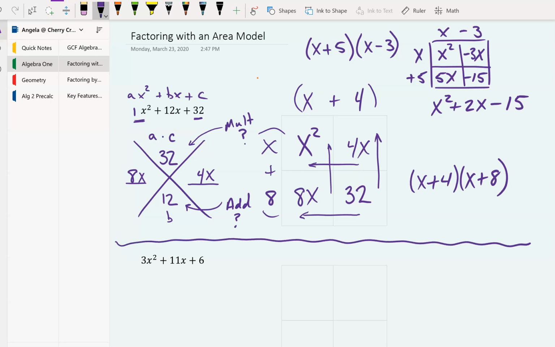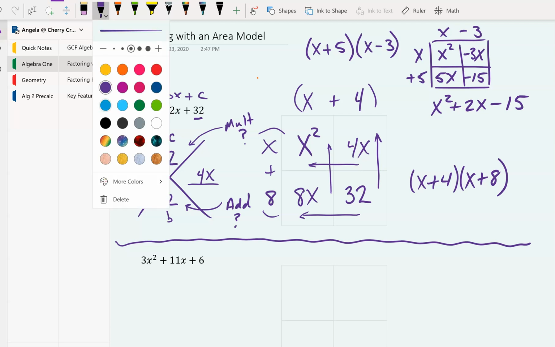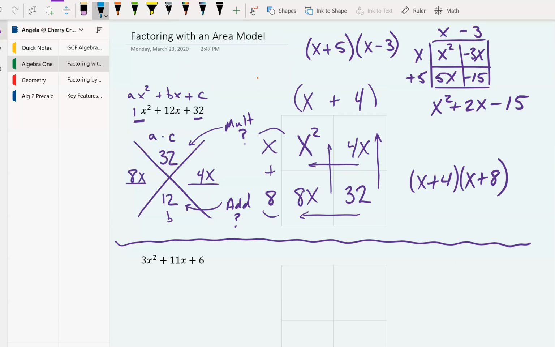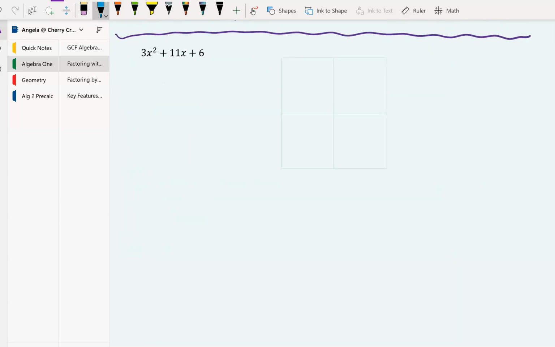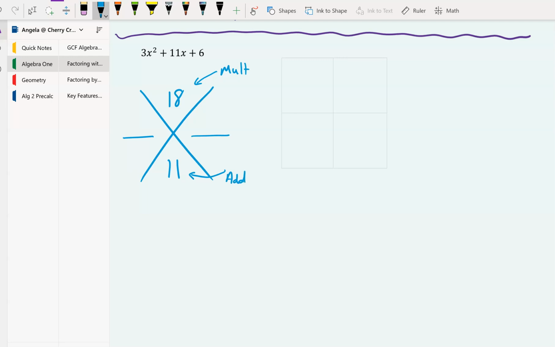This time our a value is going to be greater than 1, so it's going to be a little bit different. I'm going to switch up colors here, move on up, and start with a blank slate. A little bit faster. My 3 times my 6 is going to be 18, and the middle term is 11. So we're looking for two numbers that multiply to be 18, but when I add them together, I get 11. Remember, the 18 came from multiplying 3 times 6.